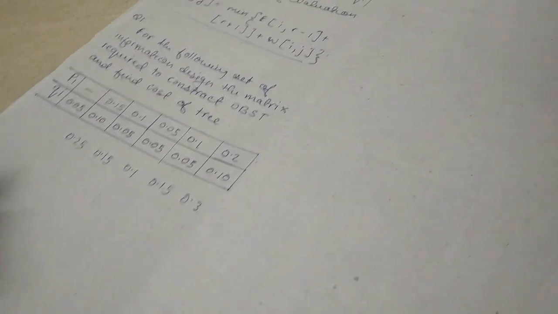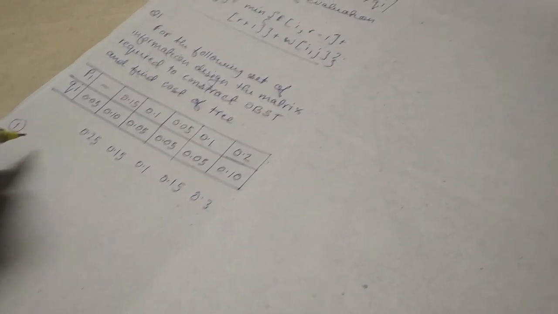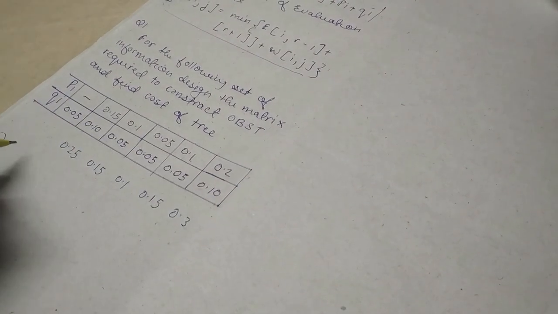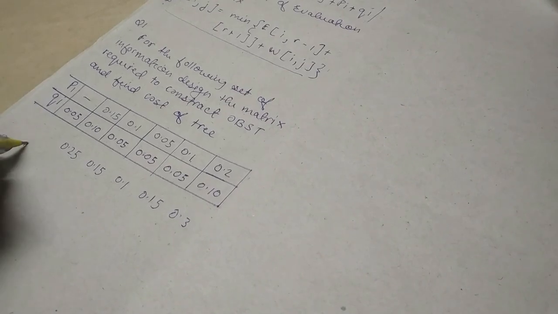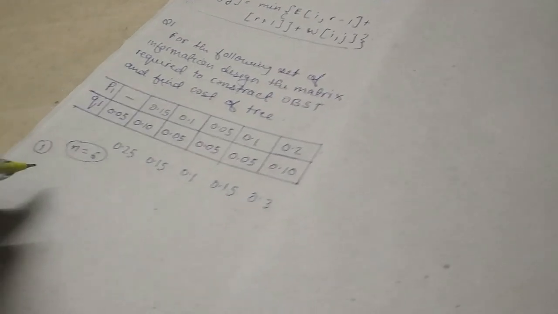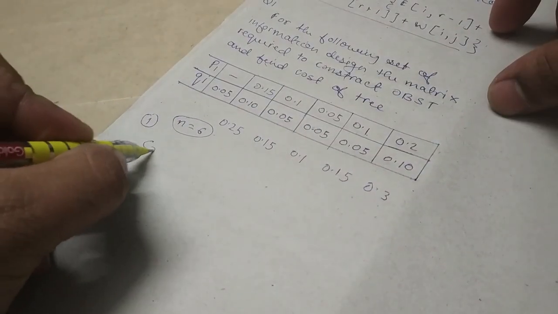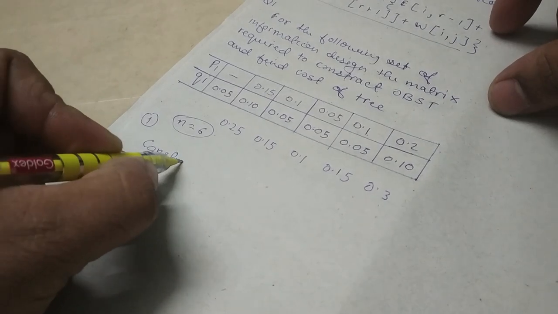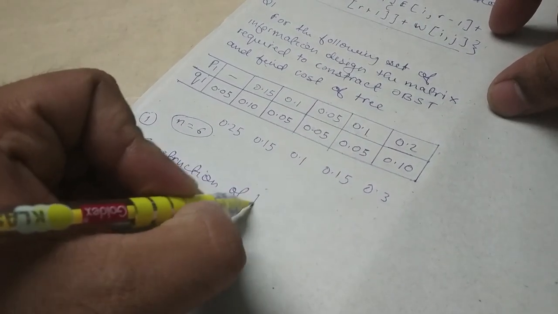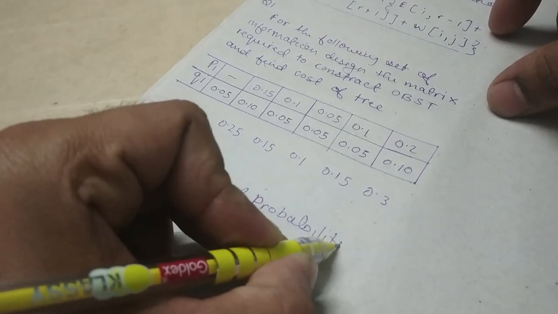So first I will generate here 1 2 3 4 5 6. So we have n is equals to 6. Okay, let's keep this in mind. So I will generate first construction of probability matrix.